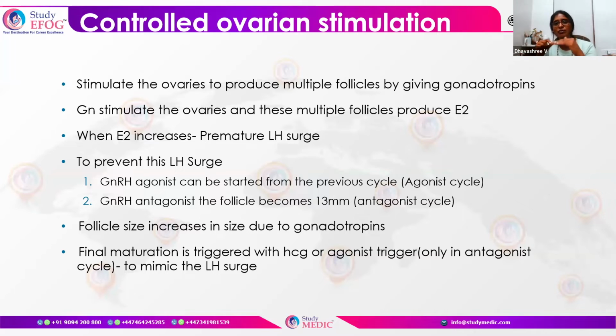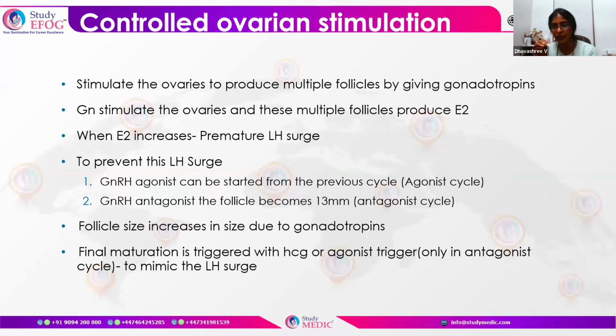So when we use an agonist, what does a GnRH agonist do? A GnRH agonist basically causes a flare. When we give an agonist, it works at the hypothalamo-pituitary level, where it acts on the pituitary, thereby causing a flare of the gonadotrophins.